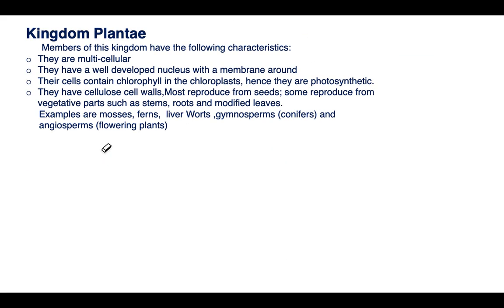We have kingdom Plantae. Members of this kingdom have the following characteristics. They are multicellular, and they have a well-developed nucleus with a membrane around it. They contain chlorophyll in the chloroplasts, hence they are photosynthetic. They also have cellulose cell walls, and mostly reproduce from seeds. Some reproduce from vegetative parts, such as stems, roots, and modified leaves. Some examples are mosses, ferns, liverworts, gymnosperms, conifers, and angiosperms.